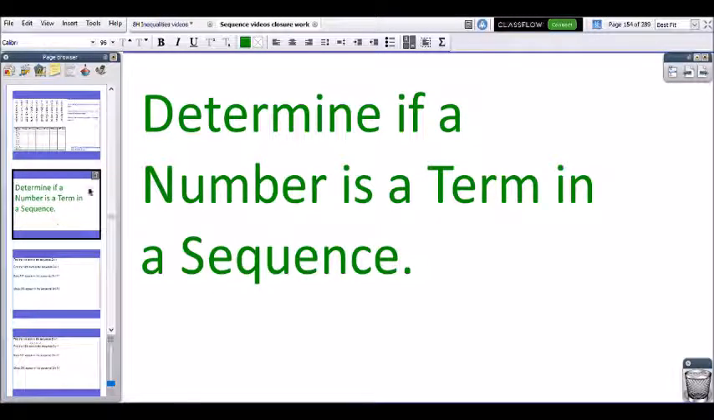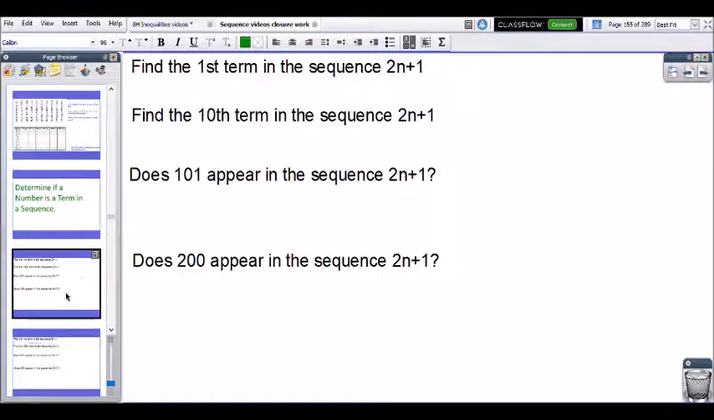In this lesson we're going to be learning how to determine if a number is in a particular sequence. Let me explain. We're going to begin by answering these four questions. The first question being, find the first term in the sequence 2n plus 1. So it's my 2 times tables with 1 added onto each term.